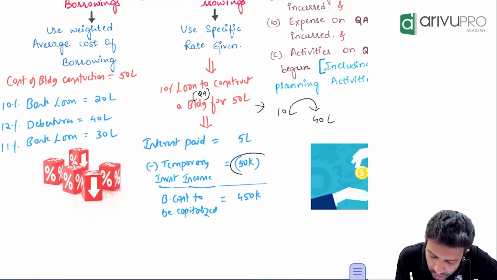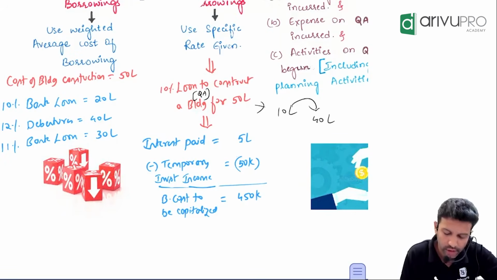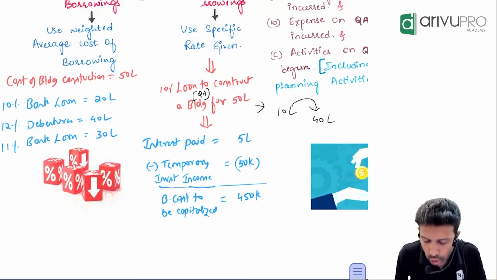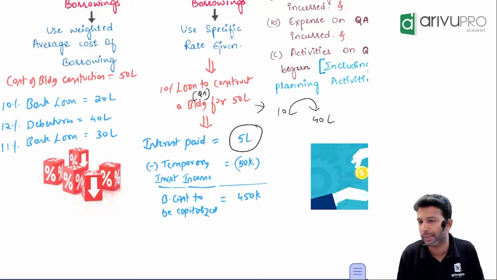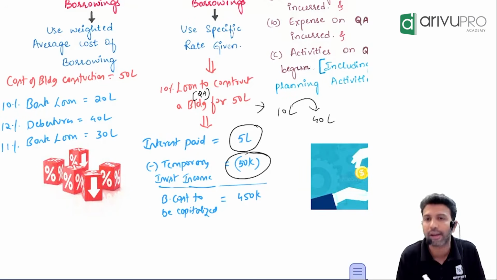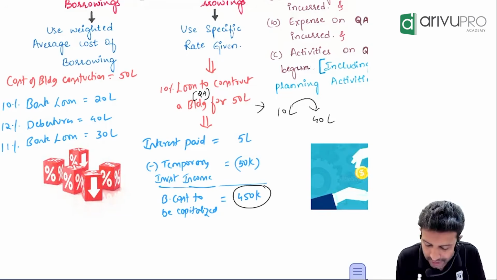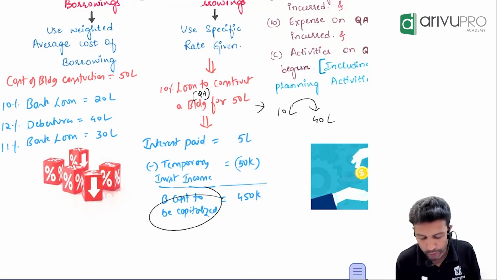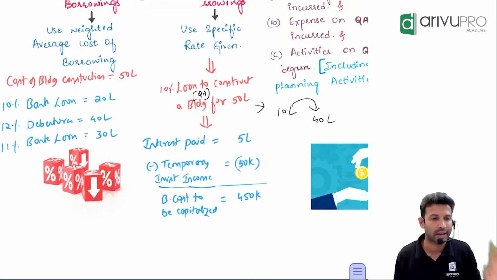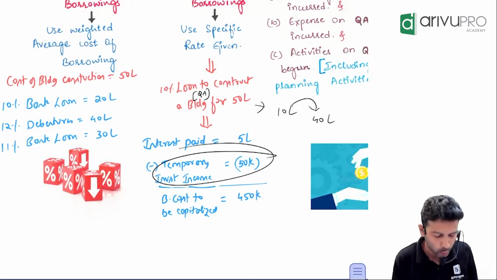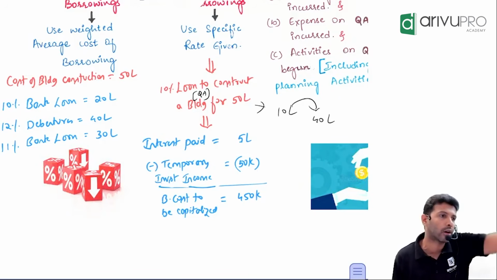How much interest did you earn out of it? 50,000. What the standard says is, do not add 5 lakh to the cost of building. From this, net off your temporary investment income, and how much remains? 4 lakh 50. Only 450 of the borrowing cost should be capitalized. This may or may not be there in the question. If it is there, do not forget it.